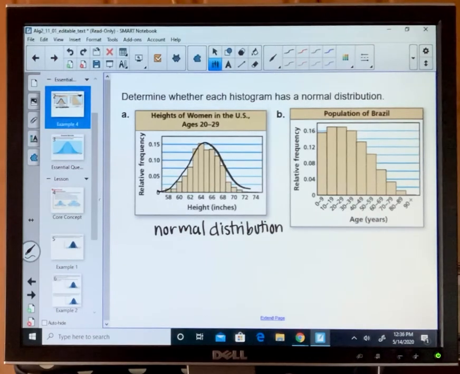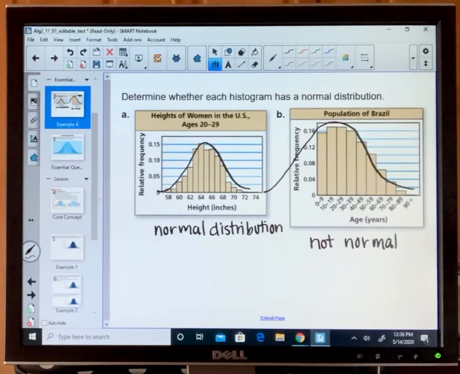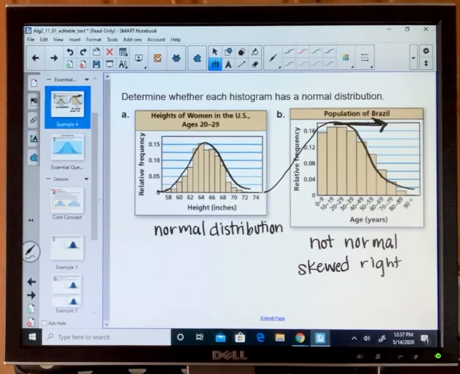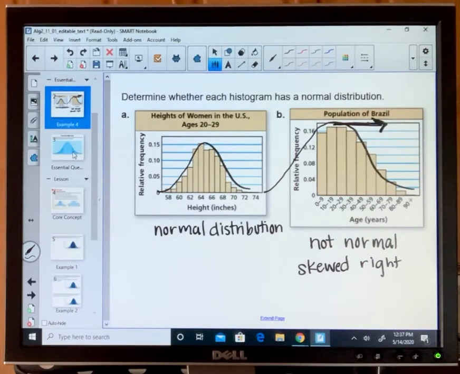But this one over here, you can see I would have to go all the way over here to make this a bell-shaped graph. So this one is not normal. Now, you already know that if it's not normal, it's skewed. So you would be able to say, no, it's not normal. Why? Because it is skewed. And when we would do this, we would have to push that information over to the right, so this would be skewed right.